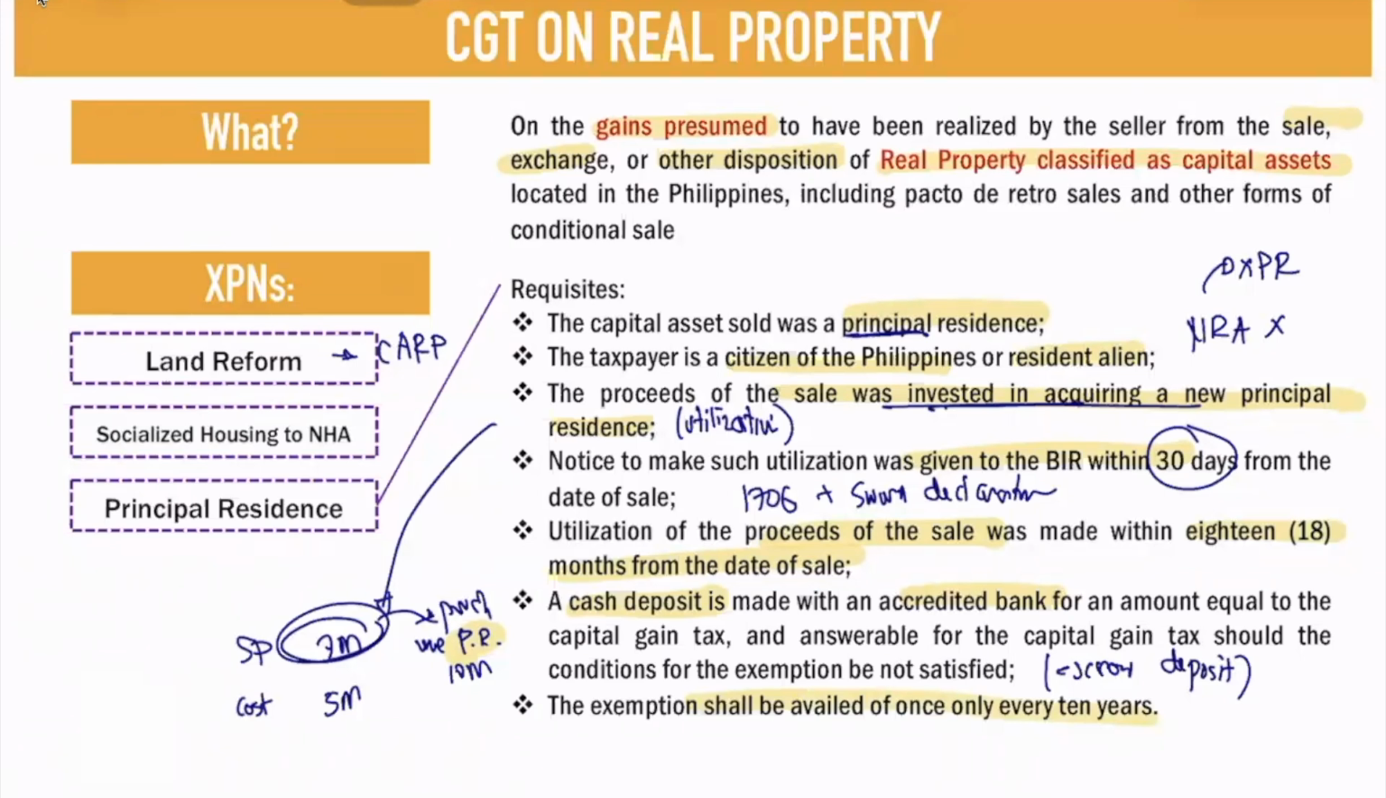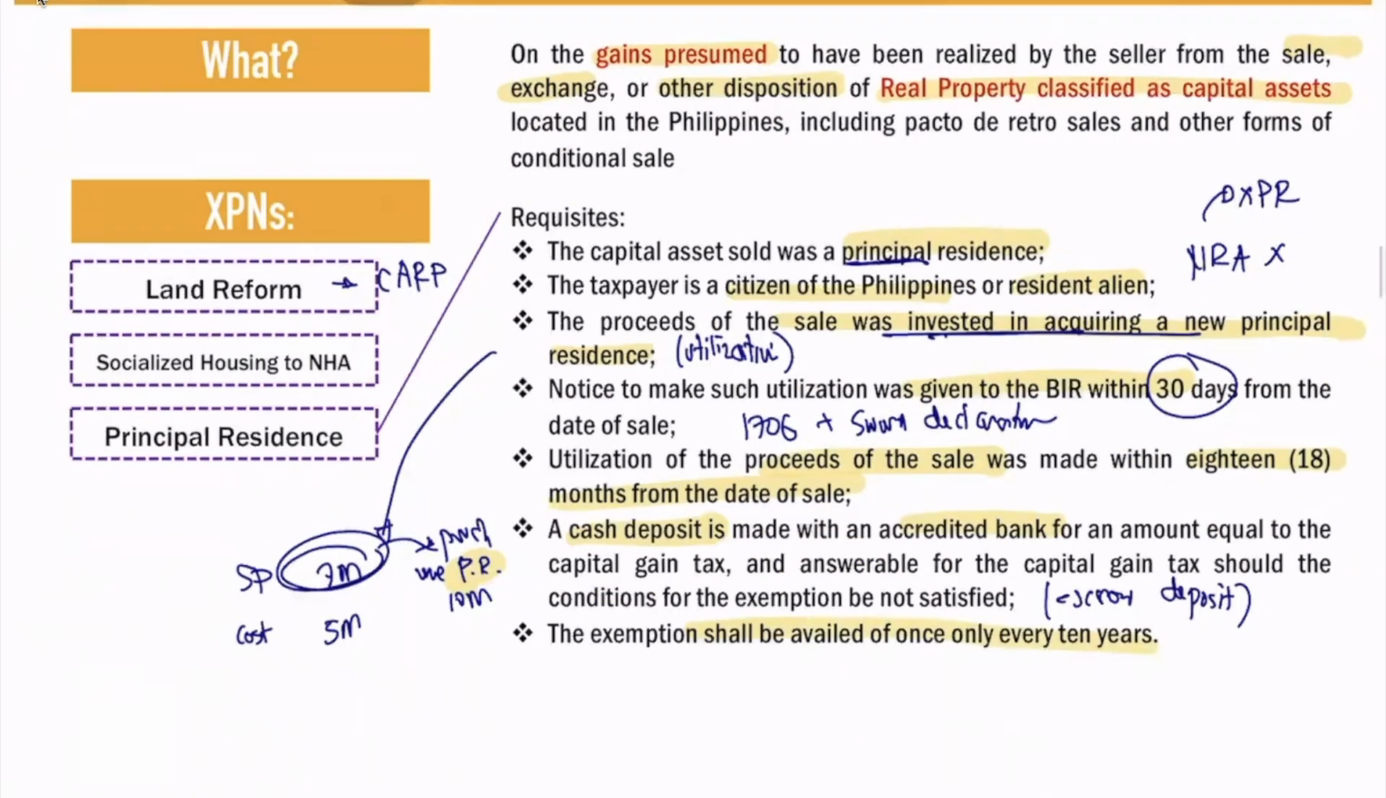The most important thing here is that you must utilize it within 18 months and then avail once for 10 years. All the others are easy to get. But the period, don't forget it: 18 months and then 10 years. Take note, NRA is not applicable.